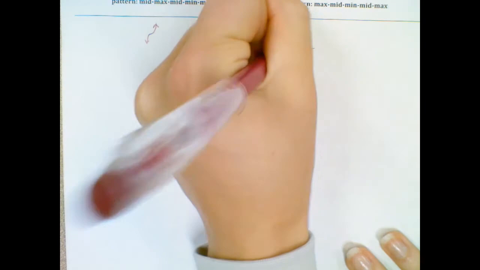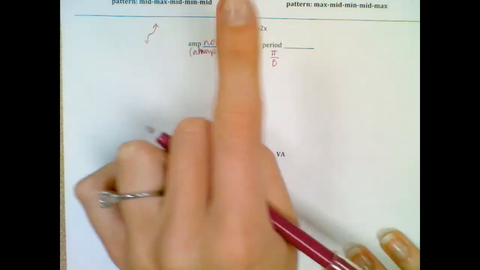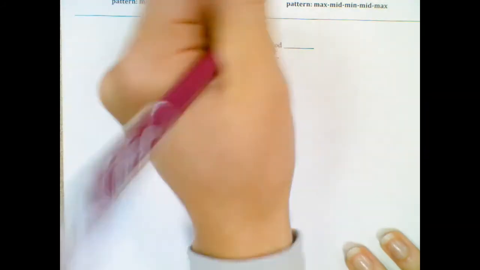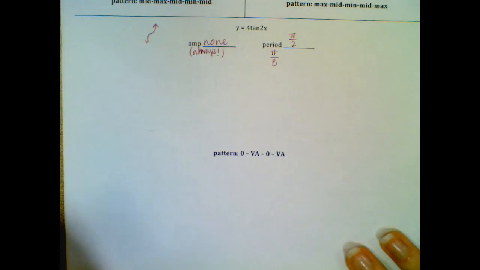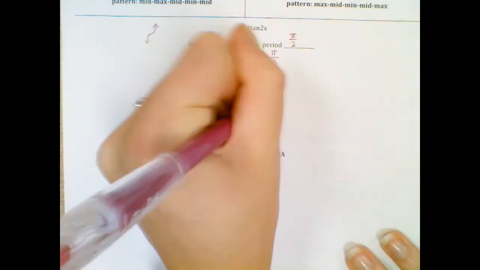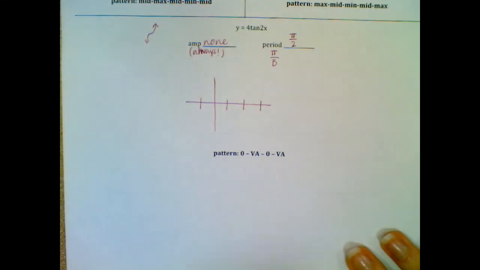All right, the period is pi over b. So you do need to remember sine and cosine are 2 pi over b, but tangent is pi over b. So I have pi over, my b value is 2, so it's just pi over 2. All right, so tangent, remember we do 1, 2, 3, and 1 over here.